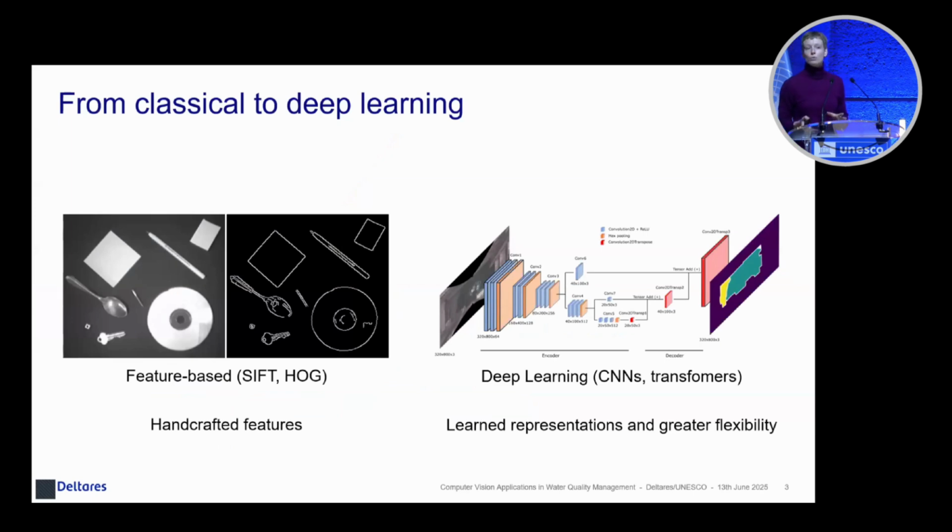A big leap, of course, was the change from classical methods that were often feature-based and needed to be manually tuned and needed handcrafted features, to, on the right side, deep learning architectures, where these features are learned by the model itself from the data automatically. And this already opened the floor to way more scalable models and way more adaptable models.